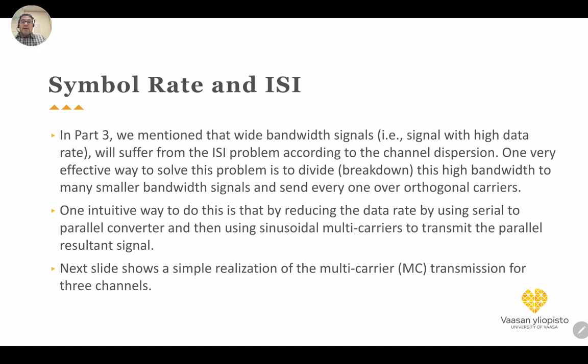Okay, I talked about the symbol rate and the inter-symbol interference. Simply, we will have clear inter-symbol interference, or frequency selective fading, once the symbol rate is much higher than the coherence frequency of the channel. How do we handle this? The intuitive answer is to break down our symbol rate to a lower rate, and then send every subband over an orthogonal frequency. This is the intuitive way to handle this problem, and it should be easy to do.